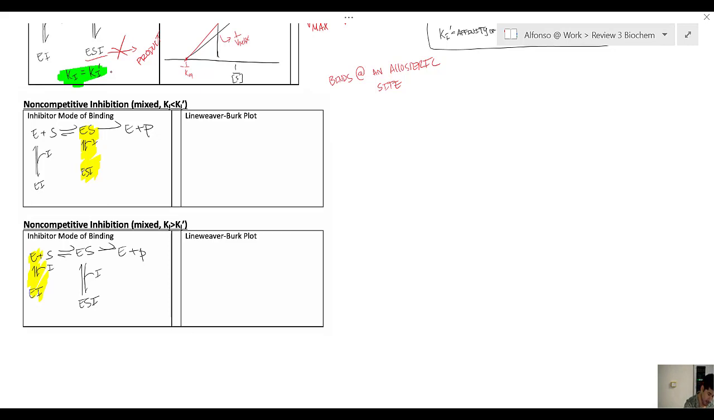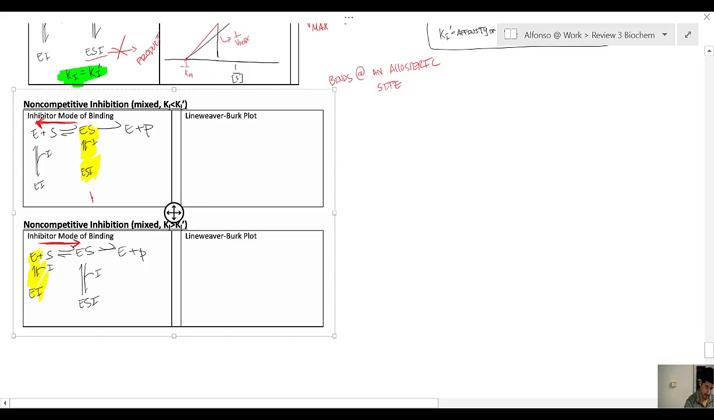So with non-competitive mixed, the inhibitor either binds better to the free enzyme or it binds better to the enzyme substrate complex. If it binds better to the free enzyme, then the equilibrium will shift to the left. And if it binds better to the enzyme substrate complex, then it'll shift to the right. So that's the main difference with the non-competitive mixed. It's going to bind better to the free enzyme or to the enzyme substrate complex, but it's still going to bind to both. Hence why you have these highlighted regions.